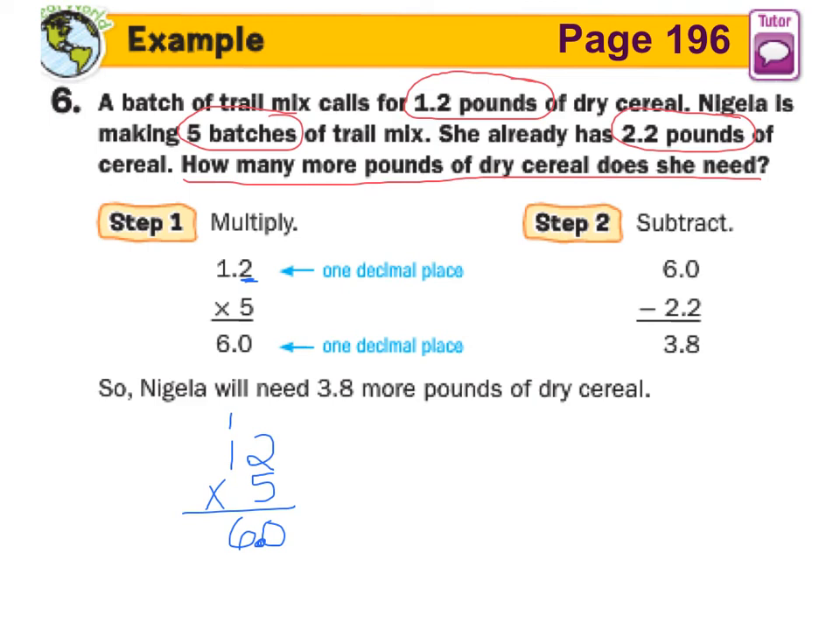And she already had 2.2 pounds, so I'm going to subtract, and this time, because it's subtraction again, I have to line up my decimals. So I can't take 2 from 0, so I'm going to borrow and make this 5 and this one 10. So 2 from 10 is 8. The decimal drops down, and 5 minus 2 is 3. So she needed 3.8 more pounds of cereal.